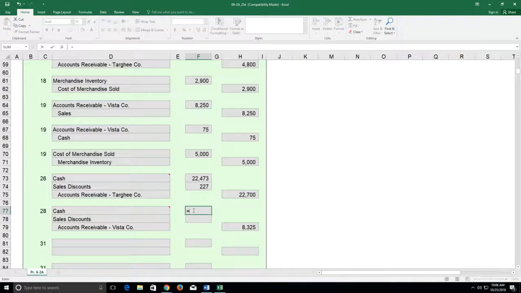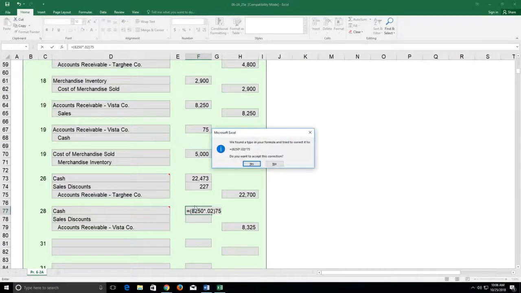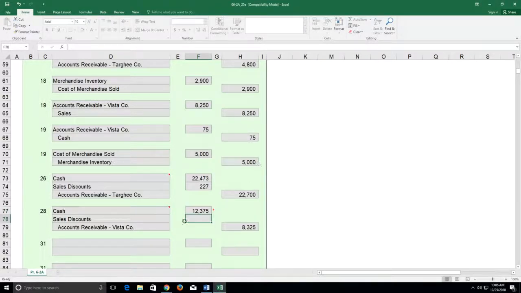They're going to pay us the $82.50 times, oops, what discount are we giving them? 2%. Plus the $75 they owe us for freight. I want you to fix it. $82.50 times 0.02 plus, this is supposed to be a plus, not a multiplication. How about that's our discount?